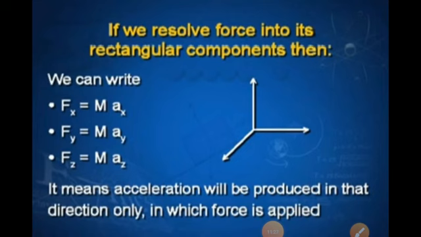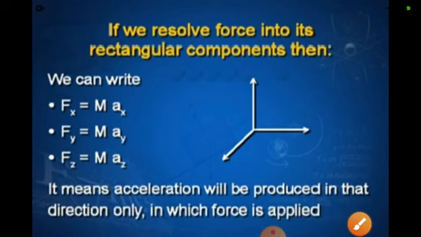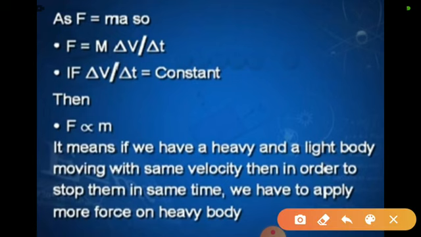From this, if you have resolved the force, you can write the equation as F equal to max along the x-axis, may along the y-axis and maz along the z-axis. It means acceleration will be produced only in the direction in which the force is applied. Now we discuss the cases based on the second law of motion. Dear students, as you have F equal to ma, you have the formula m into delta v by delta t. We consider case 1.